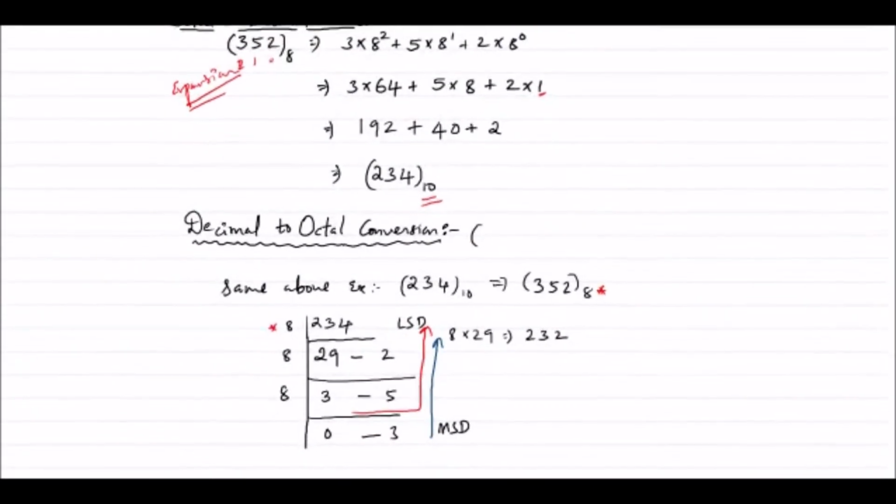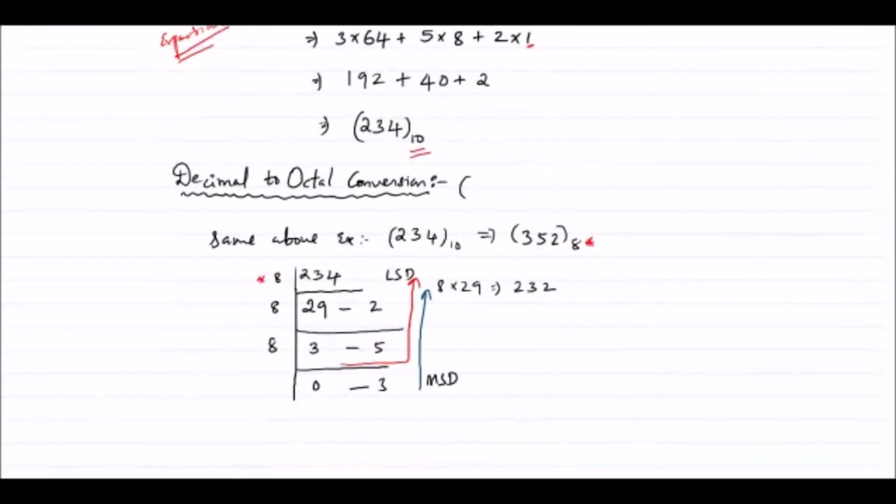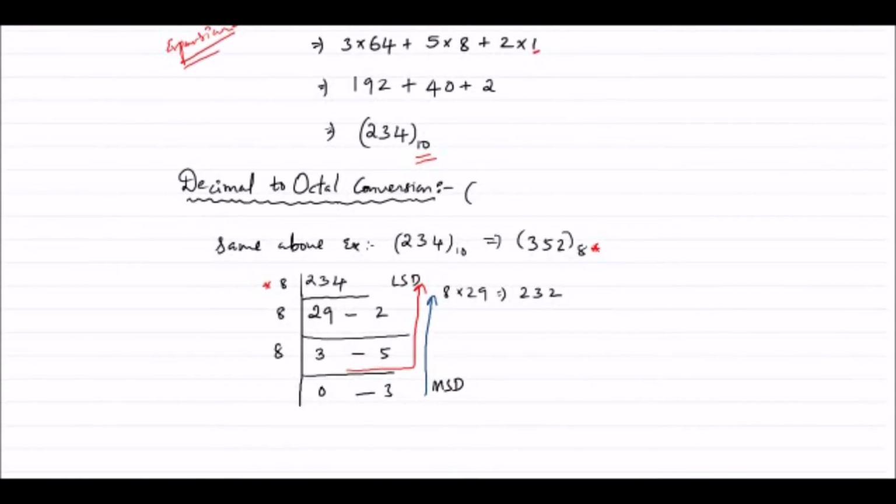Now we will see how a decimal value can be converted into an octal value. I just want to take the same example, 234, and try to convert it into the same octal value to verify. As we did the expansion process for finding the decimal value, I am now doing the division process for the octal value. Since the radix value is 8, I will divide the same value by 8. So this 8 is the radix value.